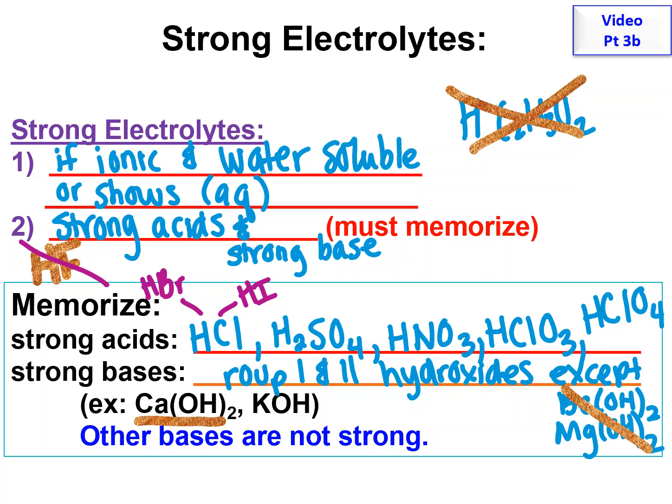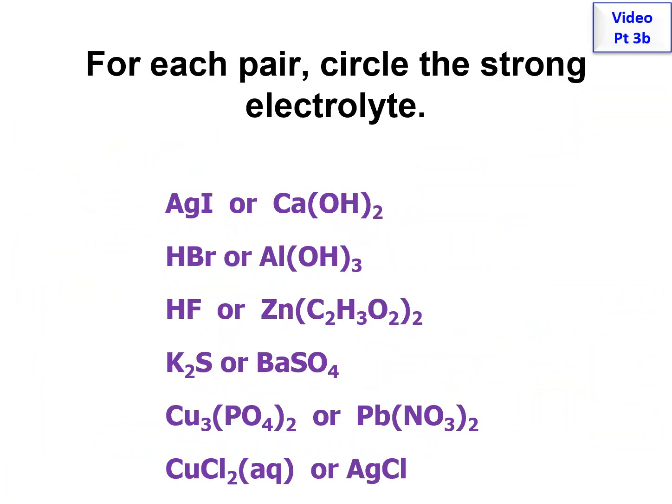Okay, we're going to do some practice. For each of these, determine which one is strong. And this is how it's going to be when we start writing equations. We'll often have 2, and we'll decide which one is a strong electrolyte and which one is not. So we look for all of those clues that we have. First, I don't have a rule for silver iodide, but we do have a rule for calcium hydroxide. It's a strong electrolyte because it is a strong base.